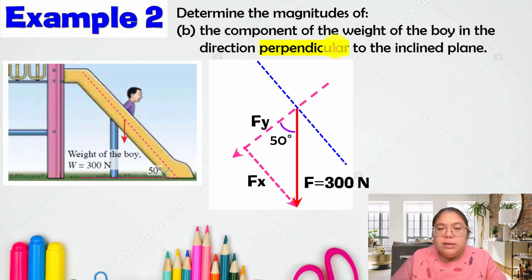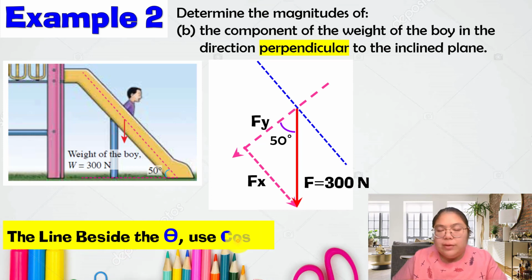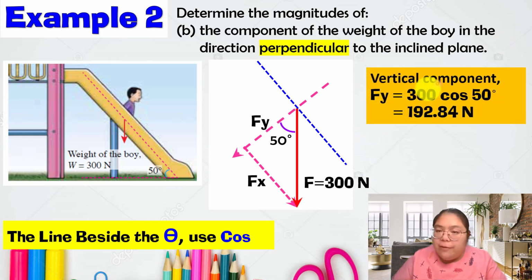Next question, they want to find the line perpendicular with the inclined plane. So what changes is that perpendicular means they want to find Fy. Fy is just beside the angle. So we label the line beside the angle as cos. We still write the longest one, F is 300. So to find Fy, the equation is Fy equals F, which is 300, then cos 50. So I get the answer 192.84 Newton. The question never mentioned direction, they just want the magnitude. So this should be the answer.